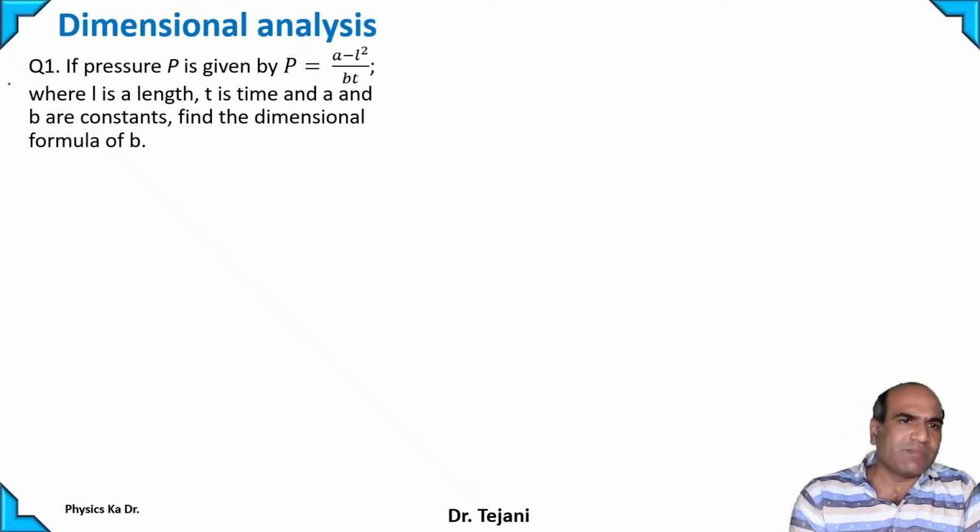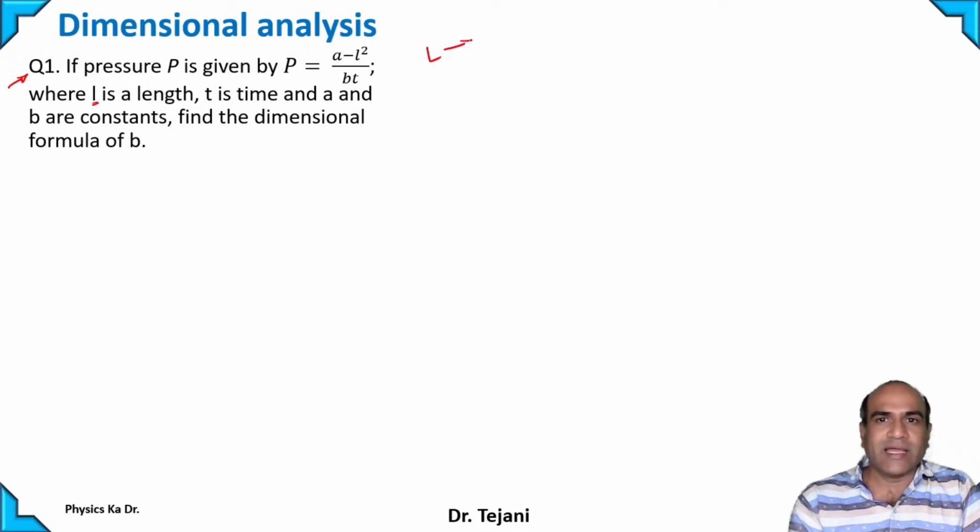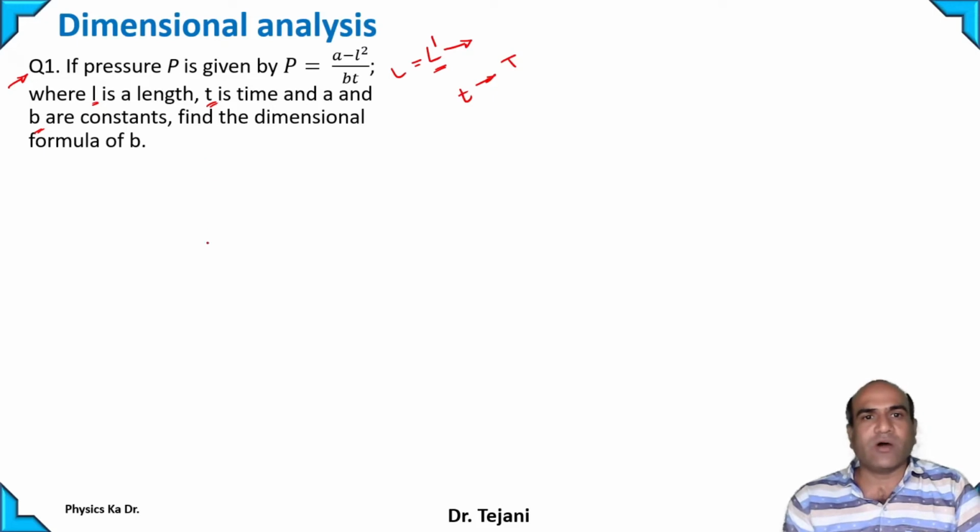So let's solve a few examples on dimensional analysis. The first question: if pressure P is given by P is equal to (A minus L power 2) divided by Bt, where L is length, and we know that length is measured in terms of L with power 1. If nothing is mentioned, that means L power 1, or we can write L. T is time, so we have T, and A and B are constants. Find the dimensional formula of B.